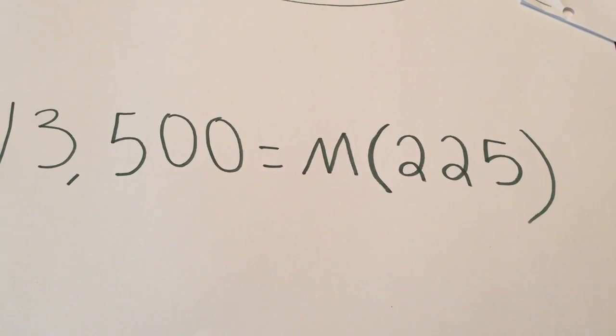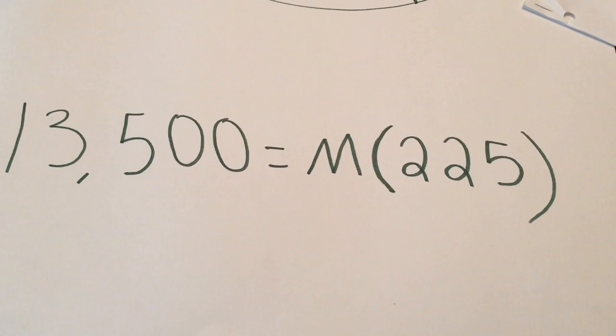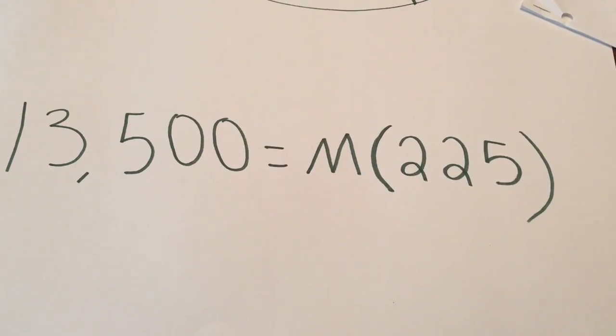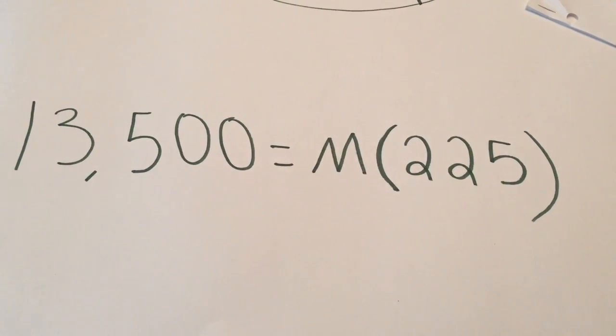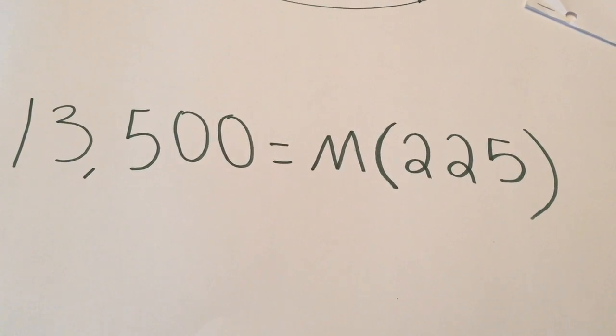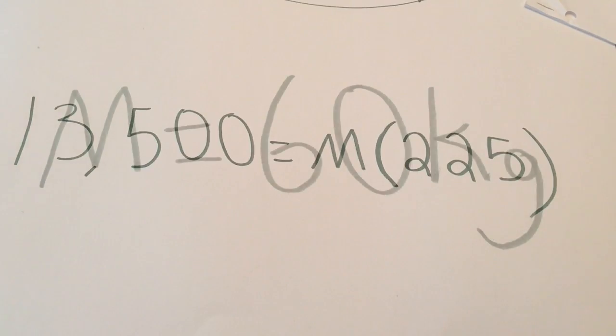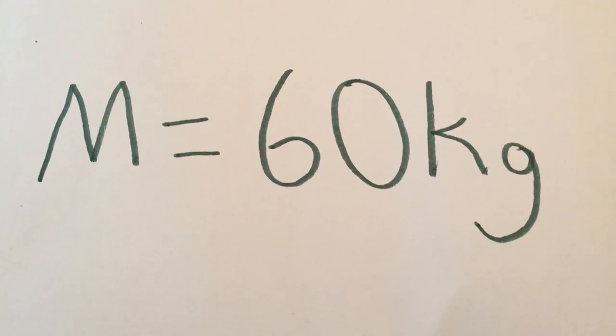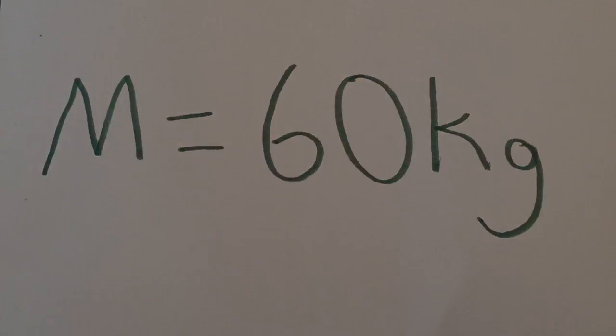Finally, you want to get the m all by itself. First, we squared the 15 to get 225 and times 30 by 450. Finally, you're going to want to divide the 225. After dividing, you will get 60 kilograms.